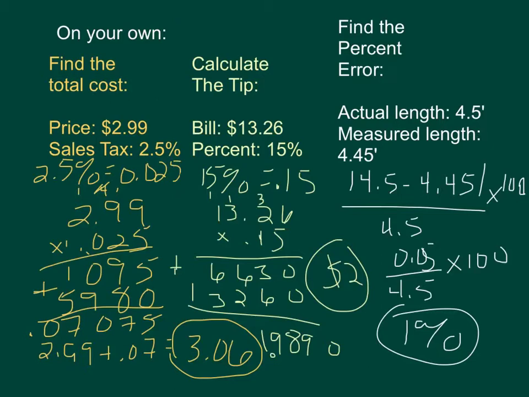In the second one, when I calculated my tip, I multiplied my bill, $13.26, by 15 hundredths, and got that my tip is approximately $2. For the percent error, I subtracted my measured length from my actual length, and got 5/100ths. I took the absolute value of 5/100ths, which is still 5/100ths, divided that by 4 5/10, and multiplied by 100, and got that my percent error is approximately 1%.